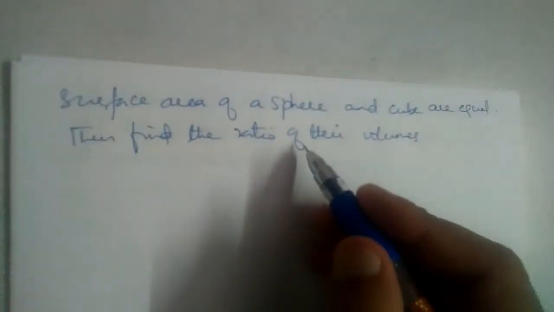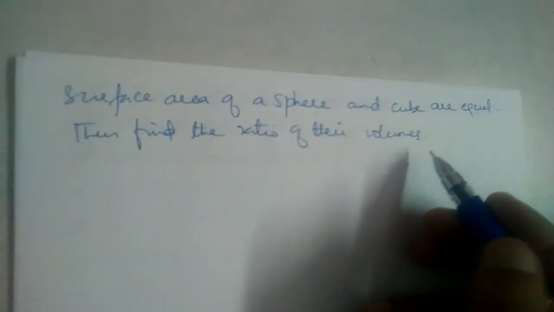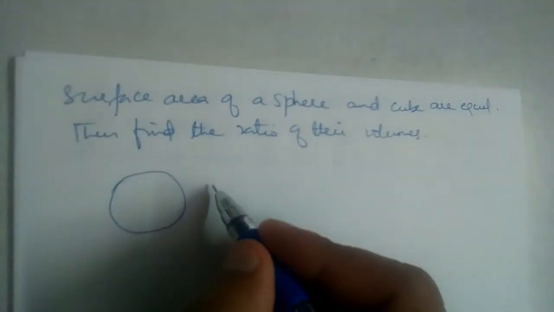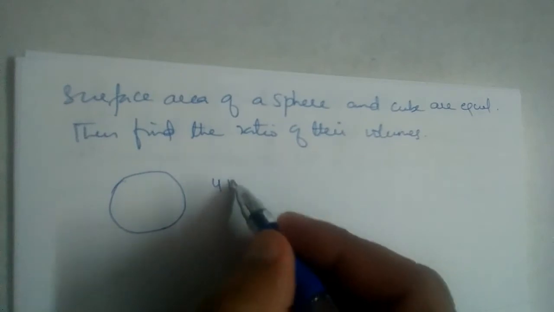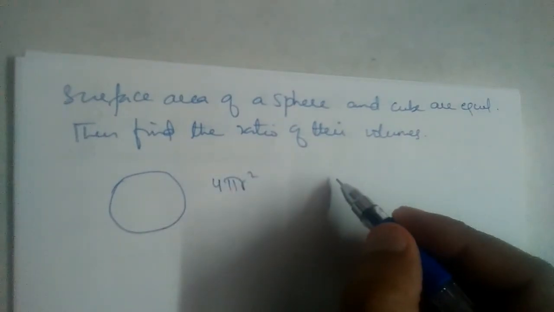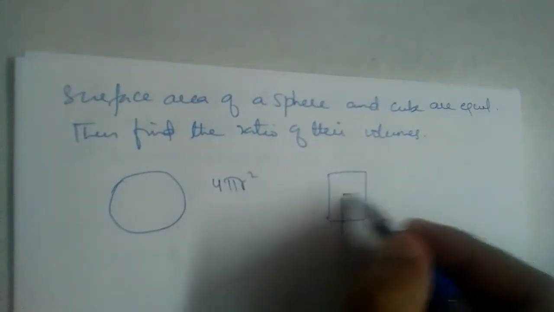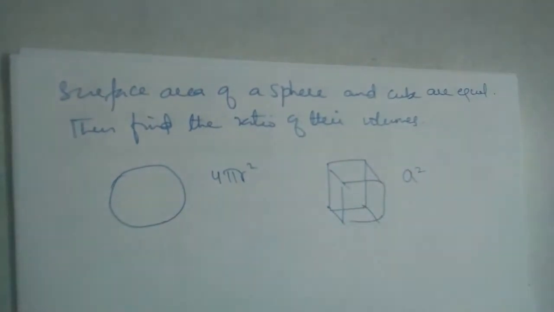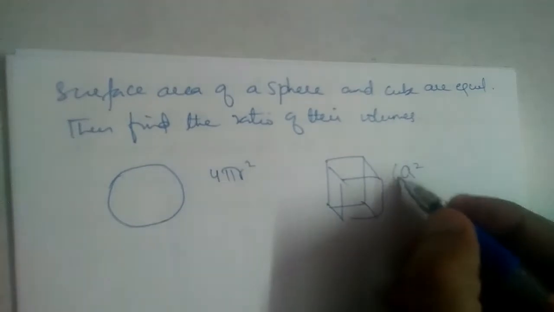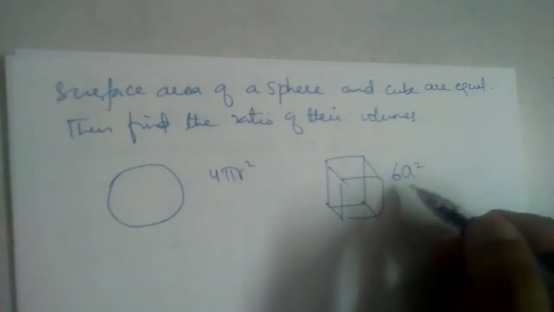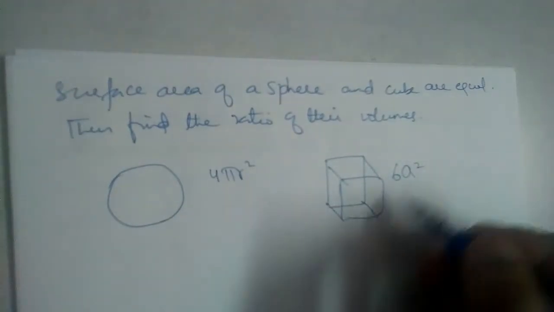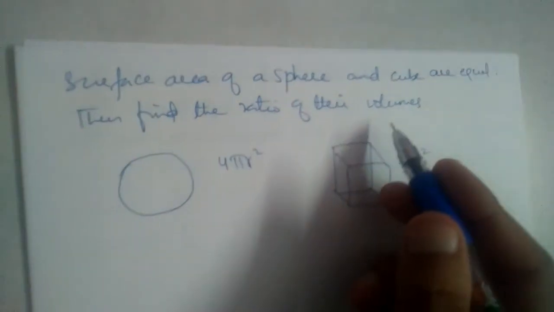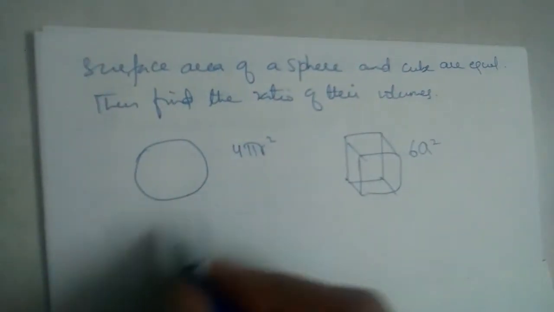Surface area of a sphere and cube are equal. Okay, so we have a sphere whose surface area is 4 pi r square, and we have a cube. Okay, the surface area of the cube, sorry, 6a square, right? Surface area of a cube is 6a square. So these two are equal. Find the ratio of their volumes. We need to find the ratio of this volume.